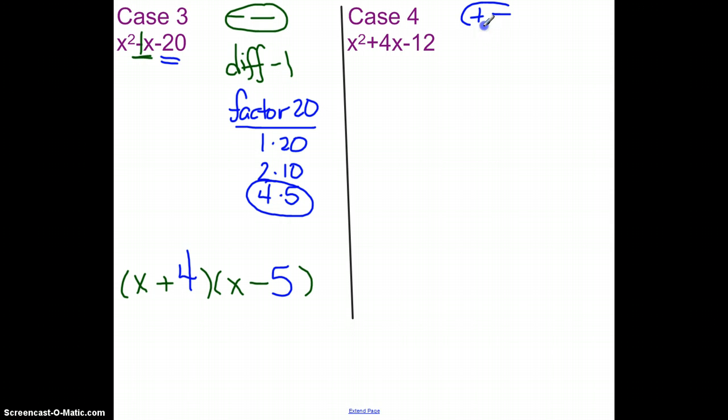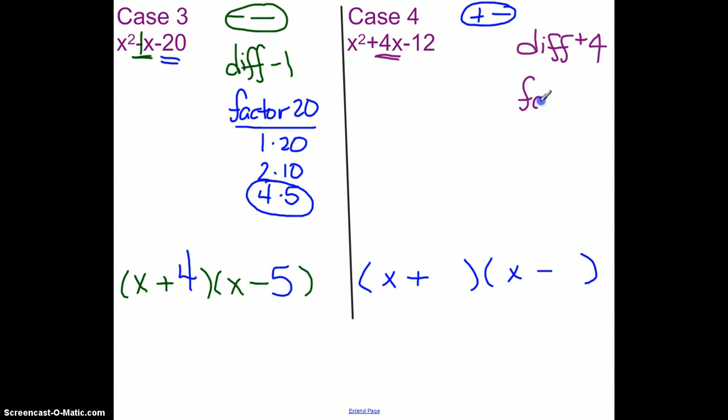A plus and then a minus. So on this one, in case 4, I have another one of these negative numbers at the end, which means that this is going to have to be plus and minus again for this one, and still x and x. In this one, though, this middle number is going to be my difference. So that means that case 3 and 4 are very similar.